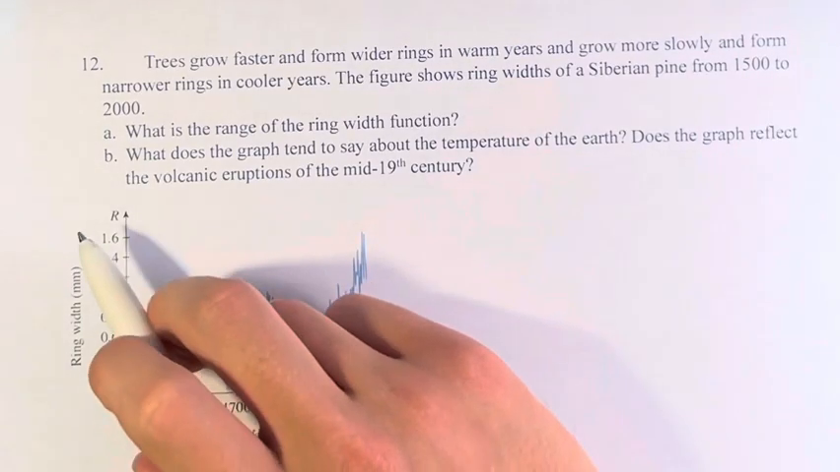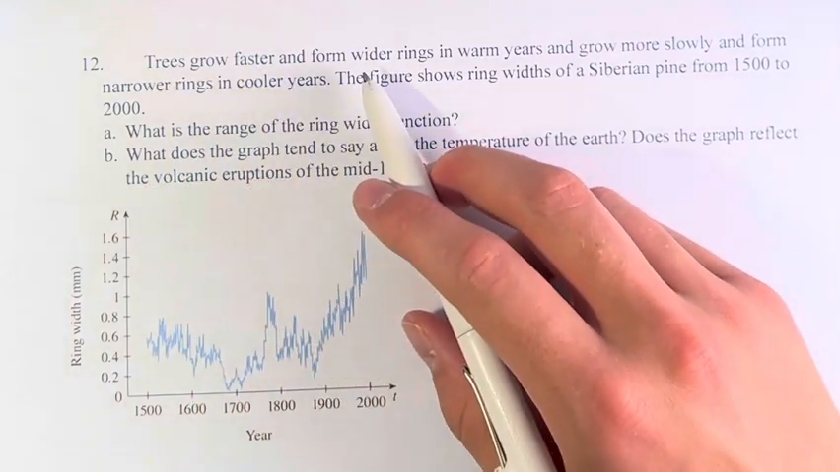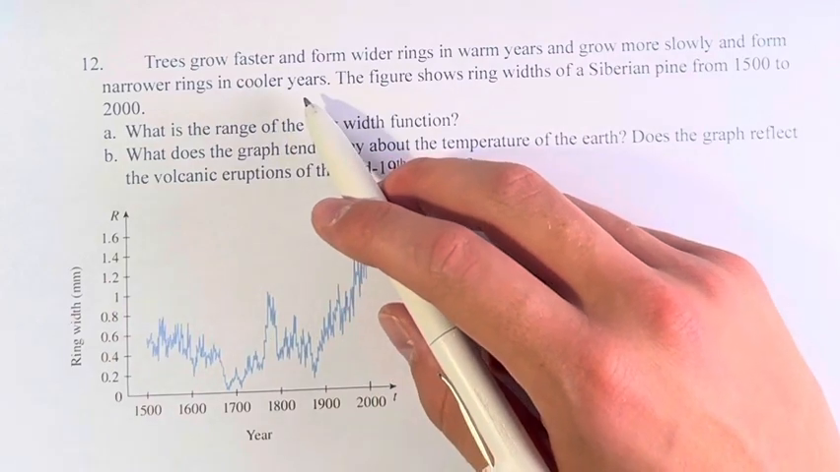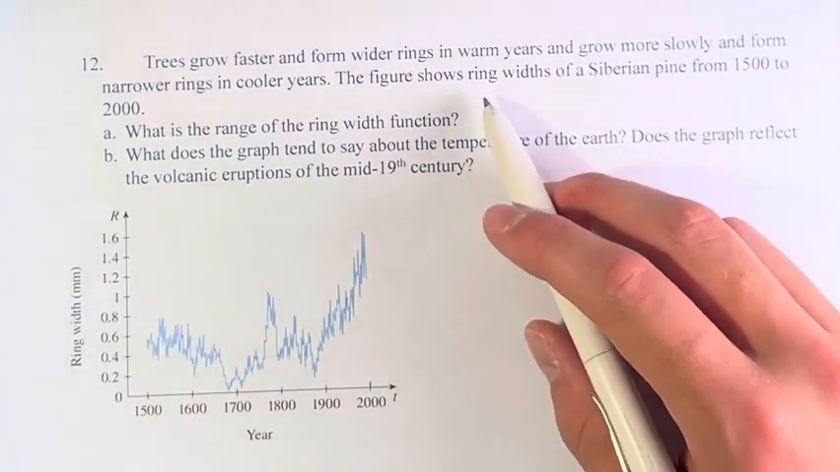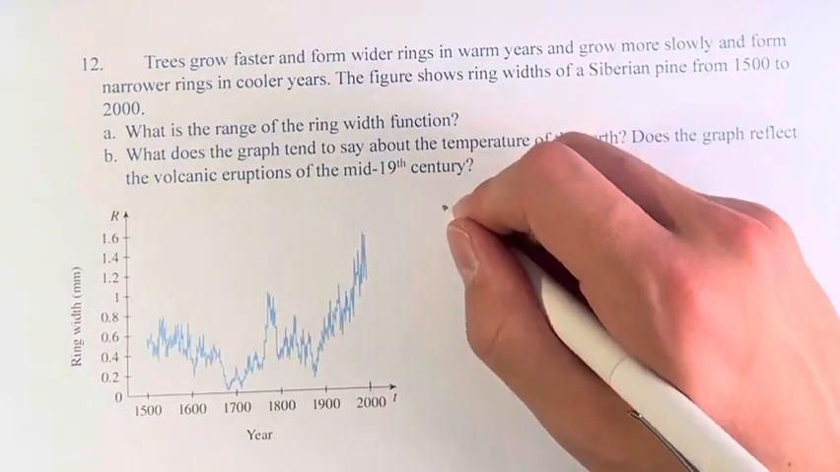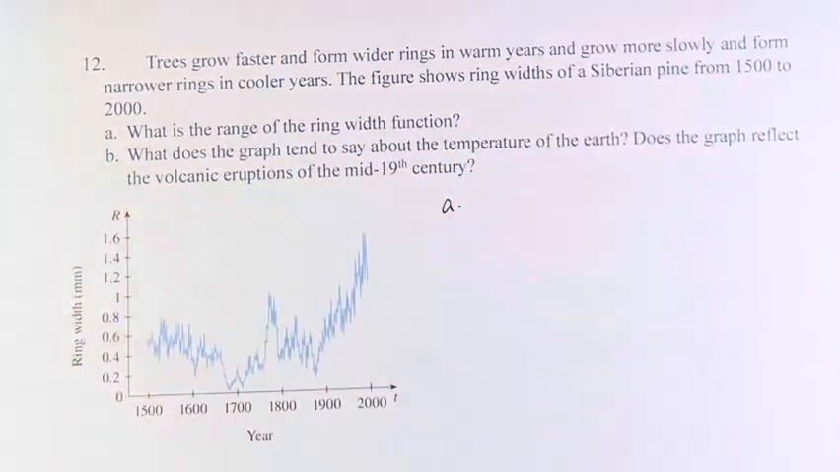In this problem, we're told that trees grow faster and form wider rings in warm years, and grow more slowly and form narrower rings in cooler years. And we have a figure which is showing the ring width of a Siberian pine from 1500 to 2000. So first we're asked, what is the range of this function?